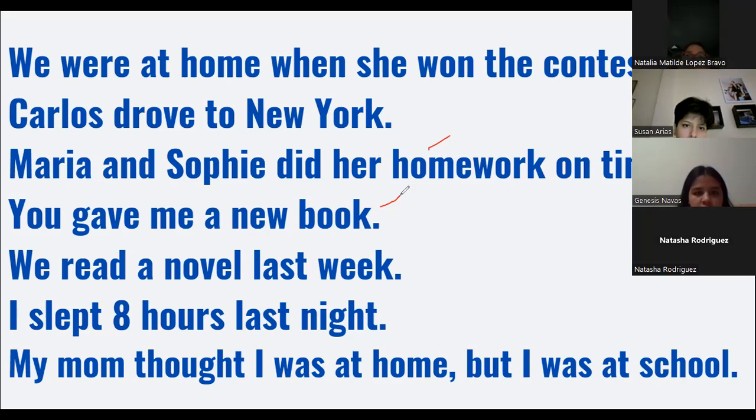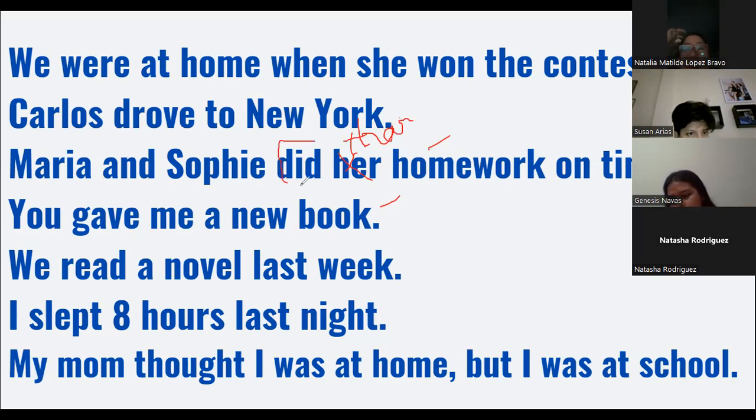Maria and Sophie did her homework. What does that mean in Spanish? Now, Genesis. María y Sofía estaban haciendo la tarea. Estamos hablando en simple past. ¿Qué sería did? Hicieron la tarea. Su tarea. Hicieron. Yeah, hicieron su tarea. Bueno, aquí debería ser their, sorry. Their, because we're talking about them, their homework.